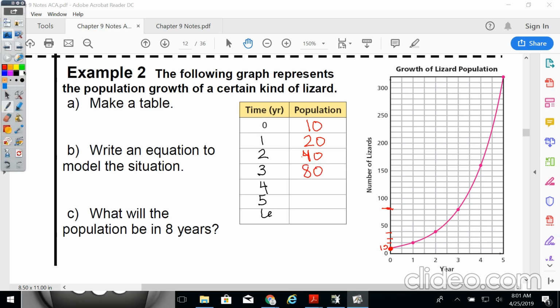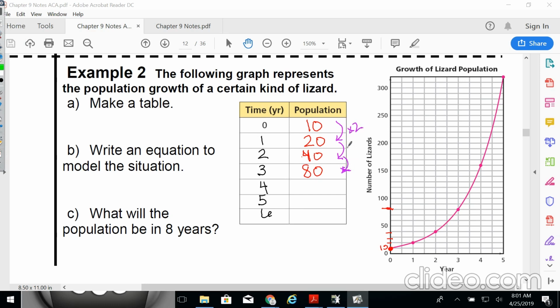So if we try to figure out the pattern, because we're going to need that number, consecutively, what's happening from 1 to get to the next? We're multiplying by 2. So we can just generate the rest of the table by multiplying by 2. And then we'll check to make sure that's correct.